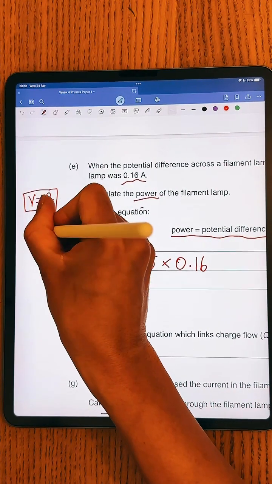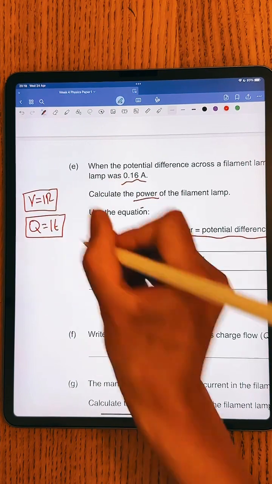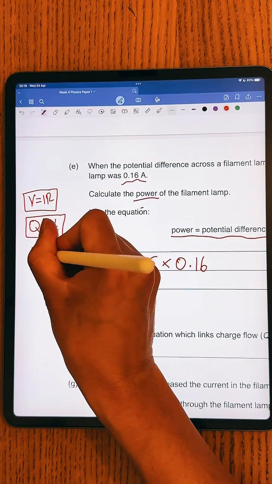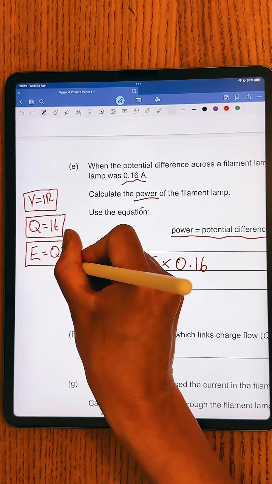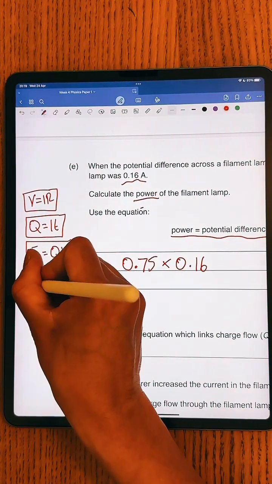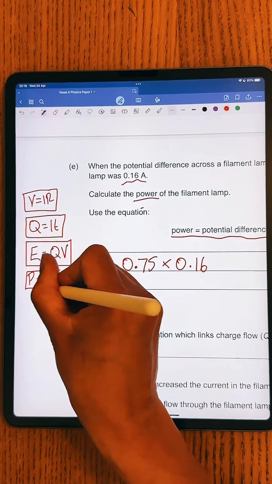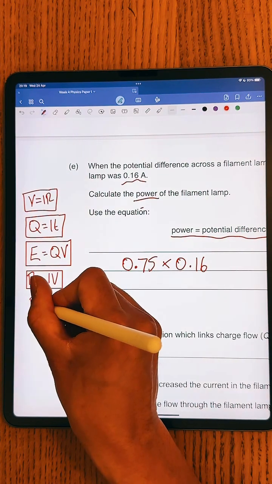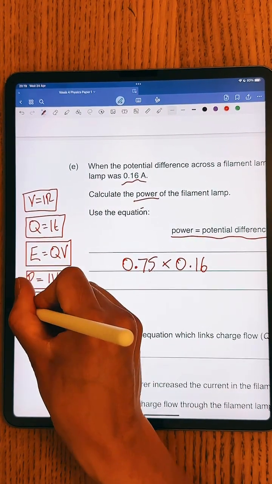We've got Q equals IT, which is what this question's all about. Okay, Q equals IT. What else we got? We got E is equal to Q times V. This is one that people always forget for some reason. And then we've got the power ones. P is equal to IV. And then we've got the tricky power one with the squared in it. P equals I squared R.